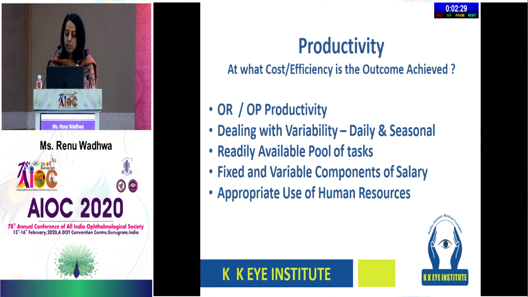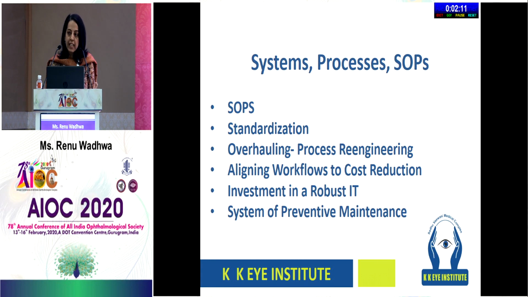Appropriate use of human resources, offloading to counselors, technicians, optometrists, what doctors don't need to do necessarily. Offloading clerical work. Sometimes a lot of managers are busy with very routine clerical work, which could be offloaded to junior admin assistants. Having clearly documented SOPs, standardization of not only clinical protocols but administrative processes as well.